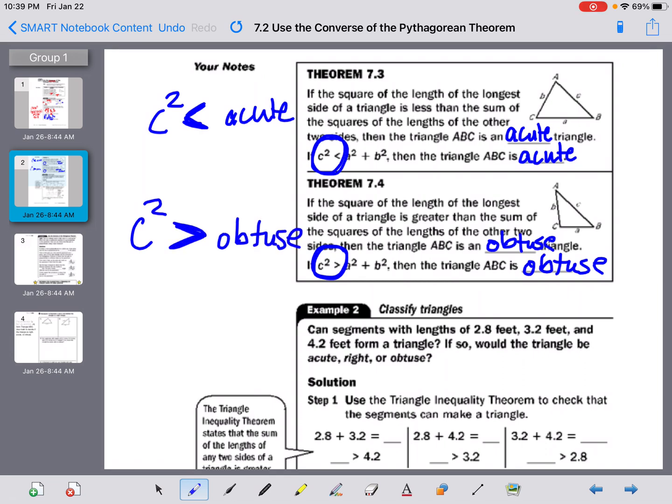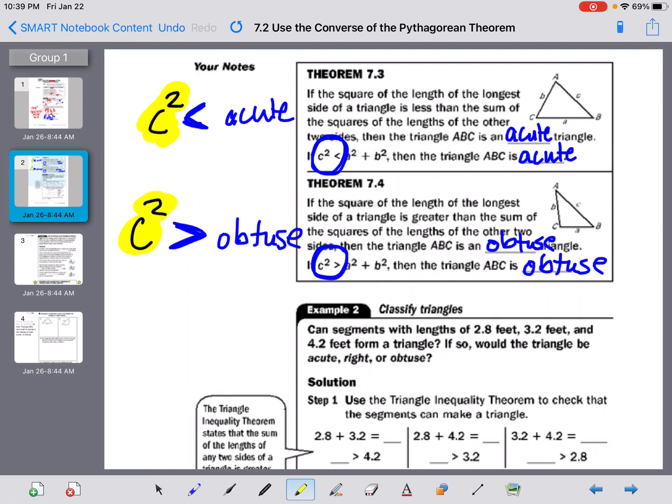A couple of things I want to state to you. It doesn't say c is smaller than the rest. It says c squared is smaller than the rest. It doesn't say c is greater than the rest. It says c squared is greater than the rest. So it's important that we plug it into that Pythagorean theorem and square everything before we make a decision.